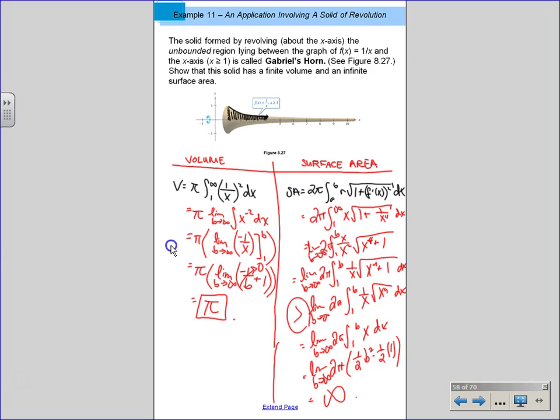Do you guys hear what Aryan said about the infinite arc length is going to keep on adding, as opposed to the volume that's going to converge?